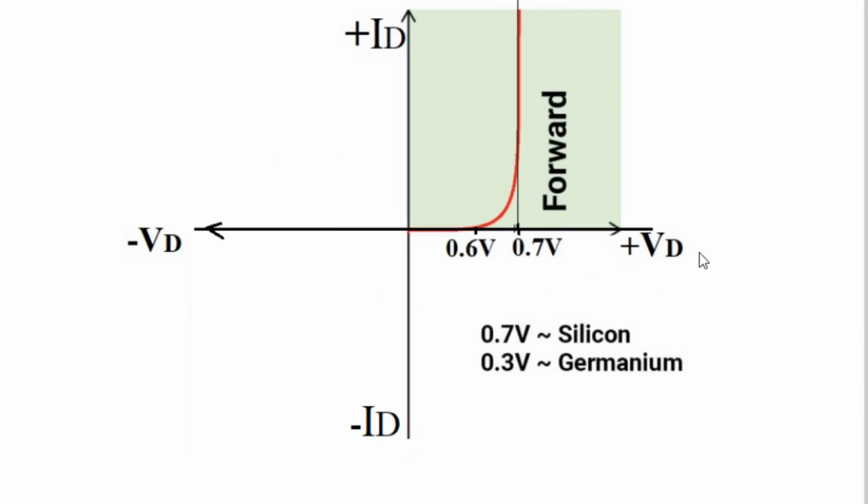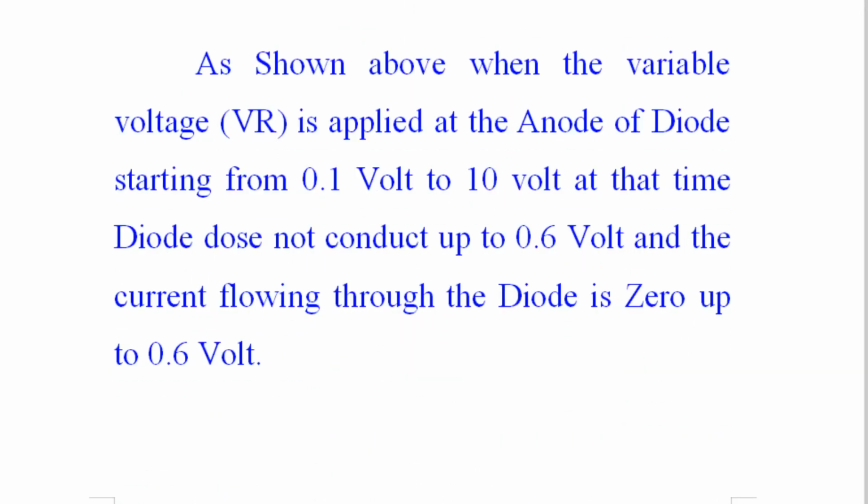So this graph is very simple. Why is it in the first quadrant? Because both are positive: the voltage across the diode, Vd, and the current flowing through the diode. Because we are studying the characteristics of forward bias. So now let us go to the next slide.